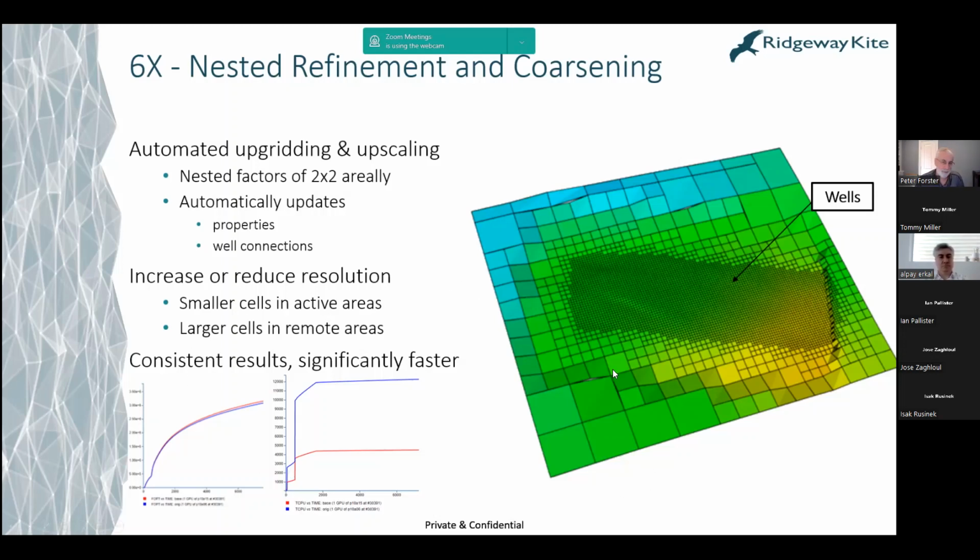So the upshot of this is you can get consistent results, but you can get them significantly faster because you're replacing whole swathes of very small cells in areas of little impact with much larger cells.